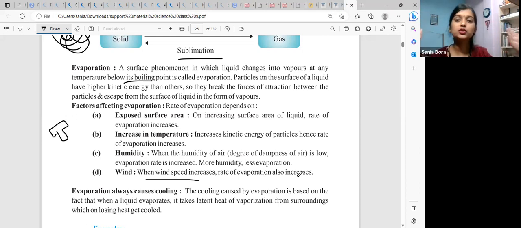But for example, if there is no wind, nothing, it will take a longer time, right? I'm not comparing it with a sunny day and a winter day. I'm just saying if there is wind, then there are chances that your clothes will dry up earlier as compared to the situation where there is no wind.